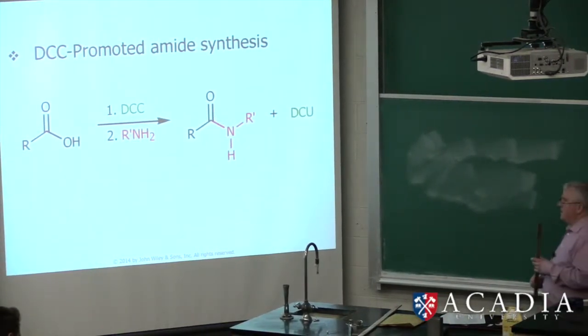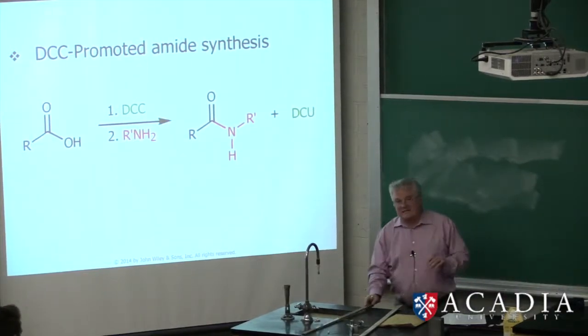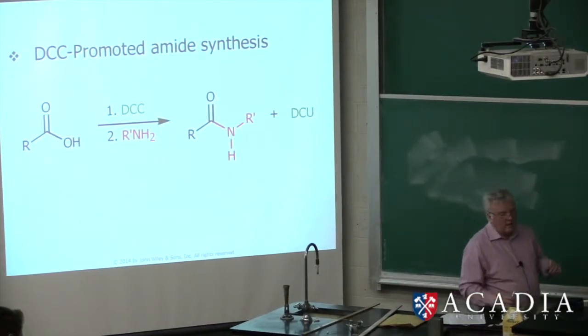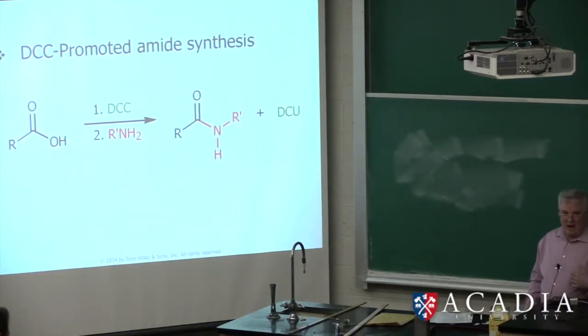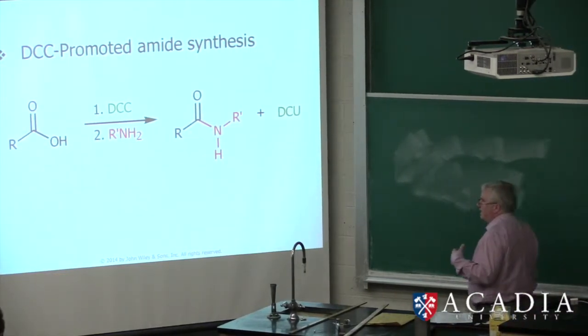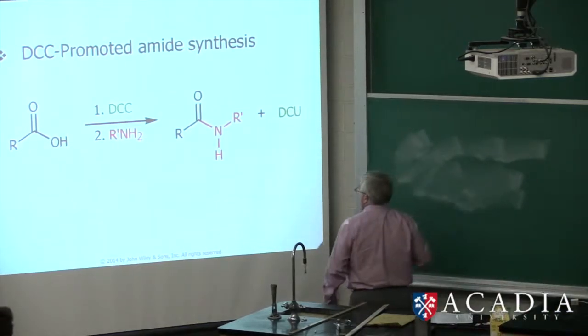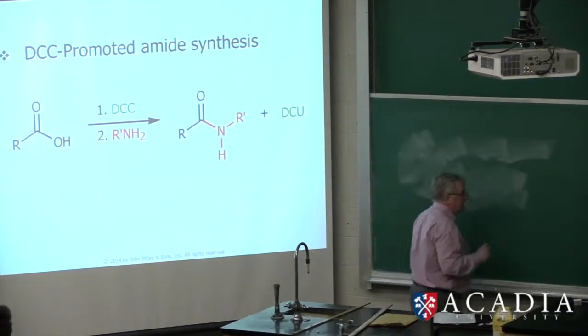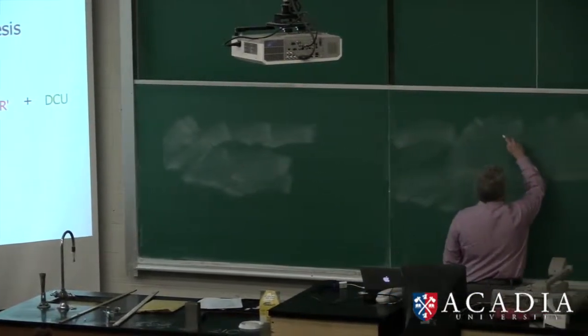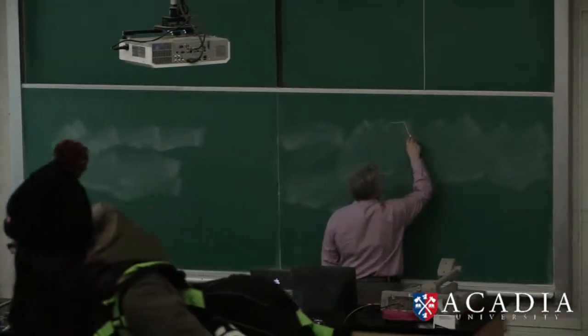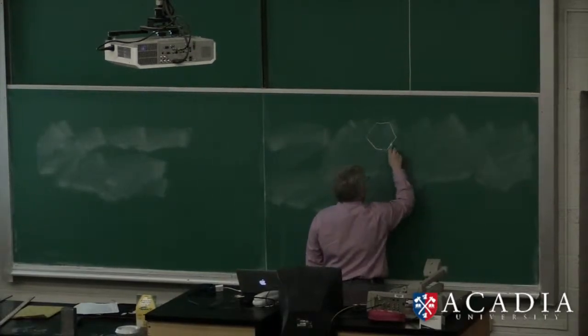The one I want to talk about today now, this is used extensively, particularly for biochemistry. A way to make amides is through what we call DCC-promoted amide synthesis. DCC is simply dicyclohexylcarbodiimide, and I'll draw the whole structure up here. Yeah, simple, eh?